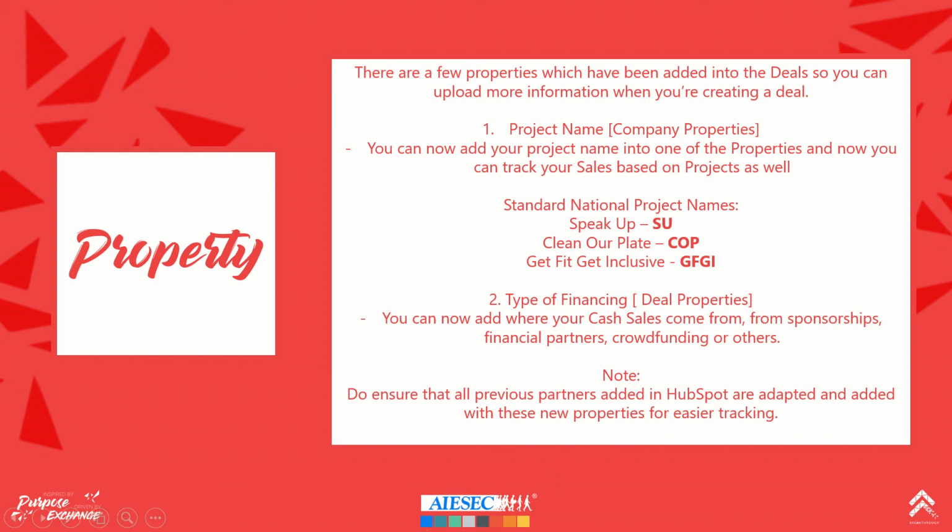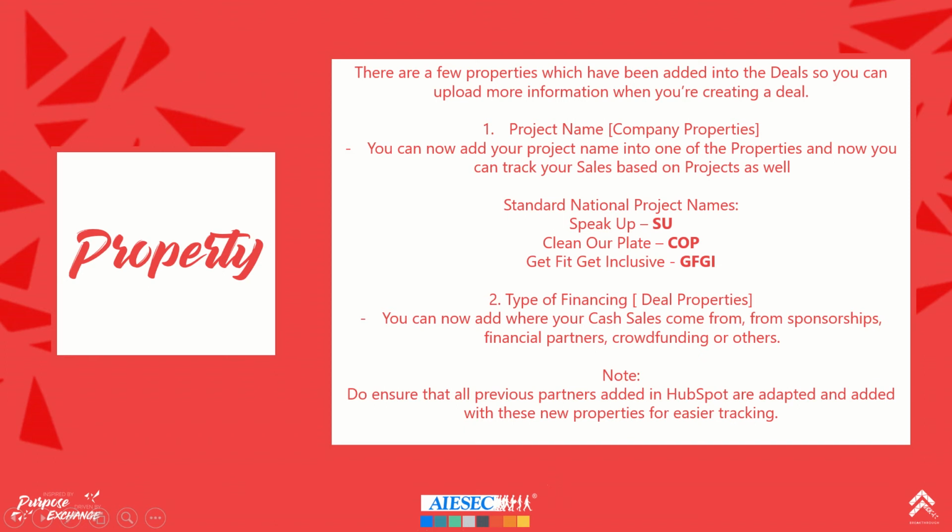Next is about the type of financing. As I mentioned from the cash FP there, you can now add where your cash sales come from: sponsorships, financial partners, crowdfunding, or others. And this is under the deal properties. So after you create a deal, you can look through the properties there. You can actually choose the type of financing there. There's one property called type of financing. They can choose where your cash comes from: sponsorship, financial partners, crowdfunding, or others. So there are 4 main things there.